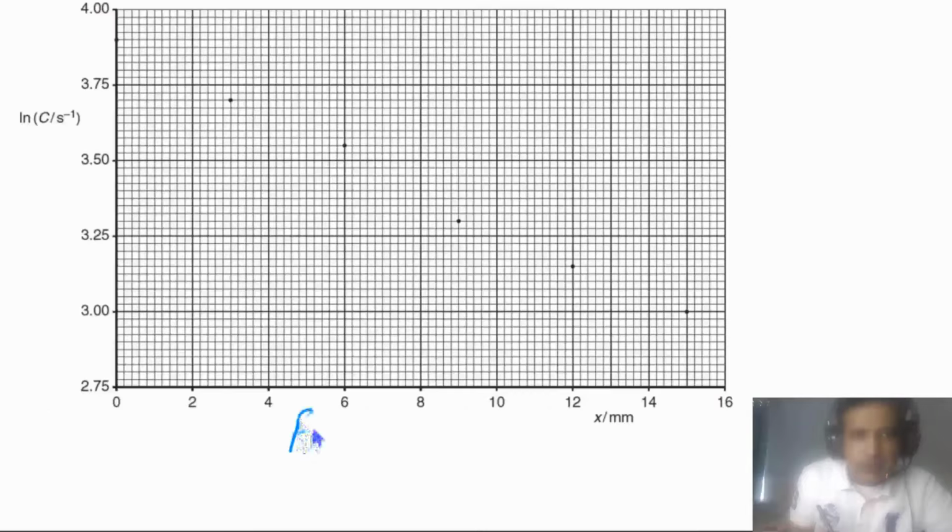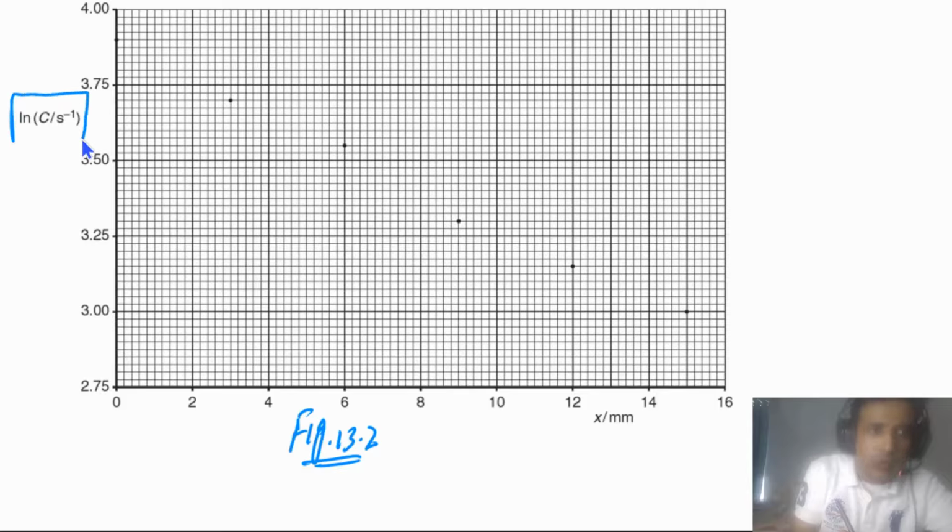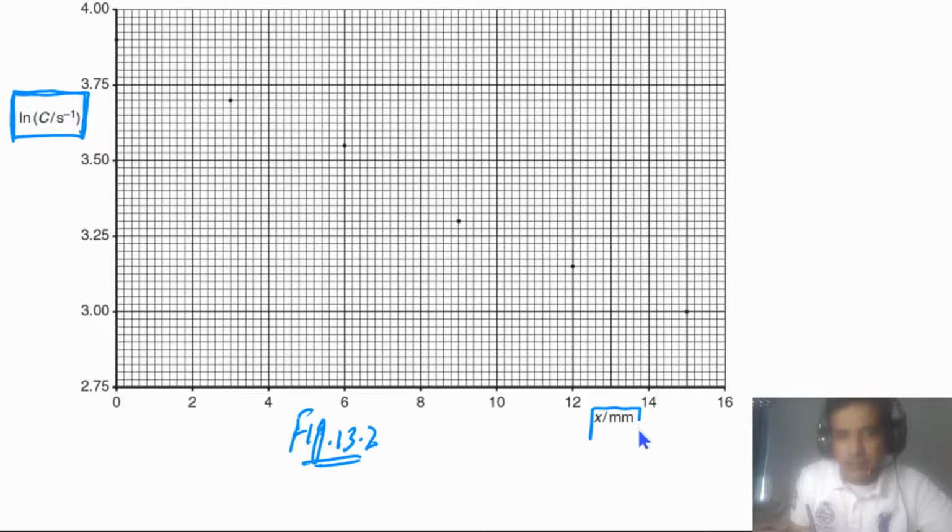Here we have figure 13.2. If you look at this figure carefully, on the y-axis we have ln of capital C, meaning ln of average count rate, and on the x-axis we have the value of thickness. This is given in millimeters. In the next part, we need to calculate the gradient of the graph.